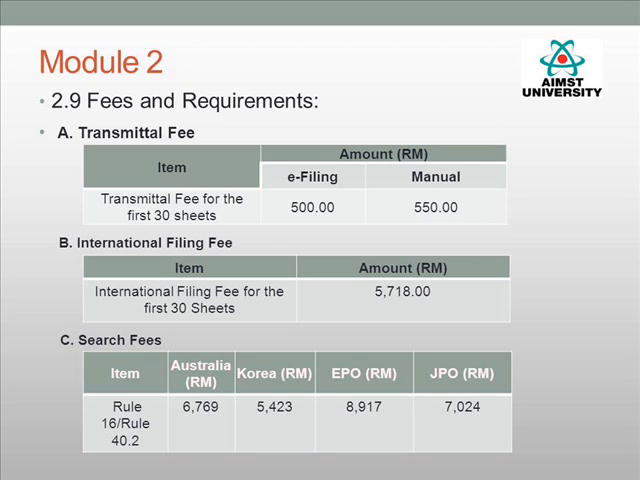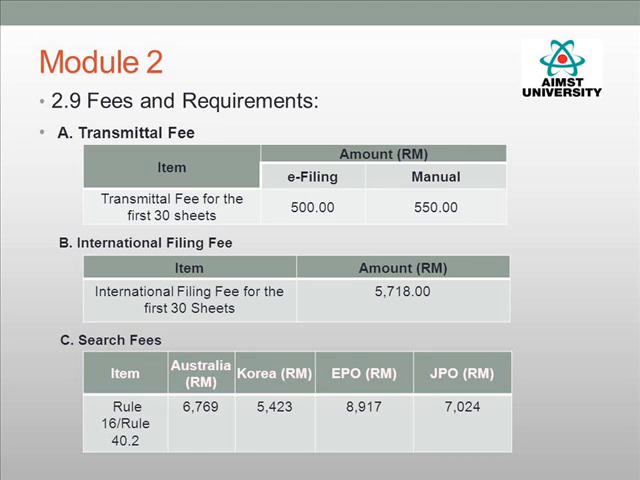Next is search fees under Rule 16/Rule 40.2. For Australia, RM 6769, Korea 5423, for European Patent Office is 8917, for Japanese Patent Office is 7024 respectively.